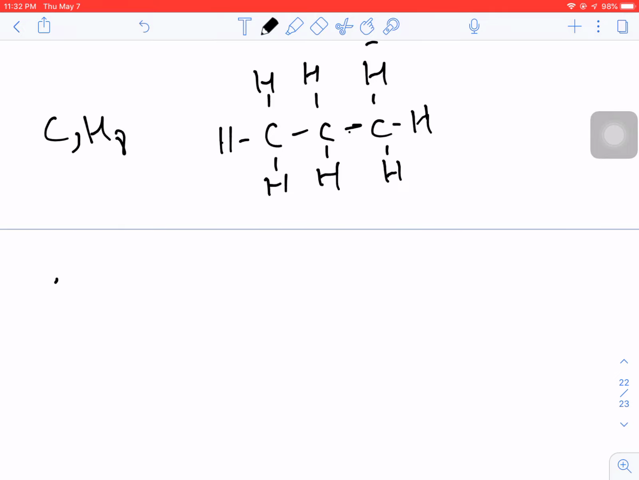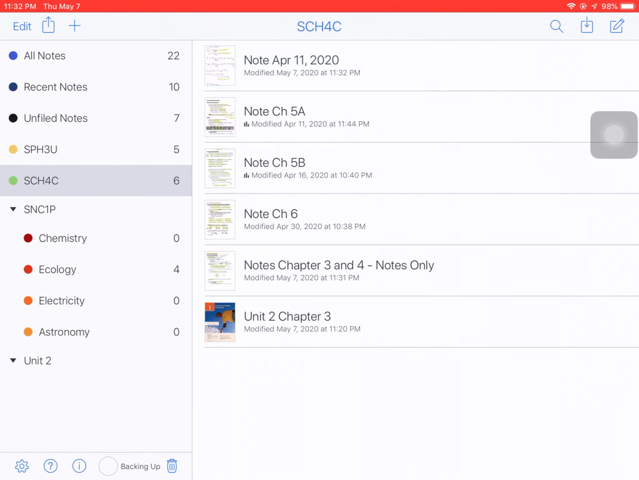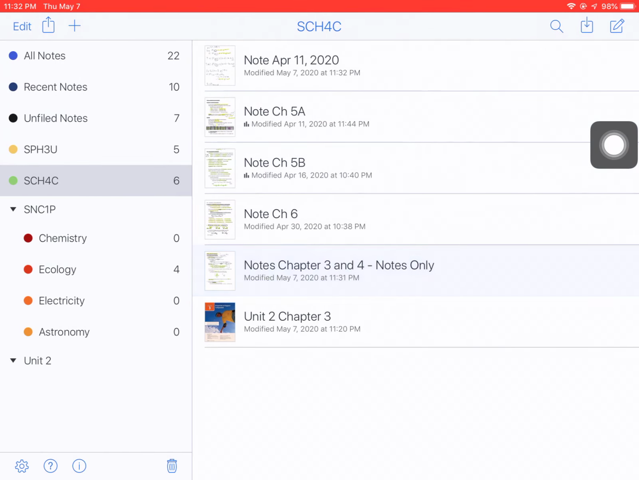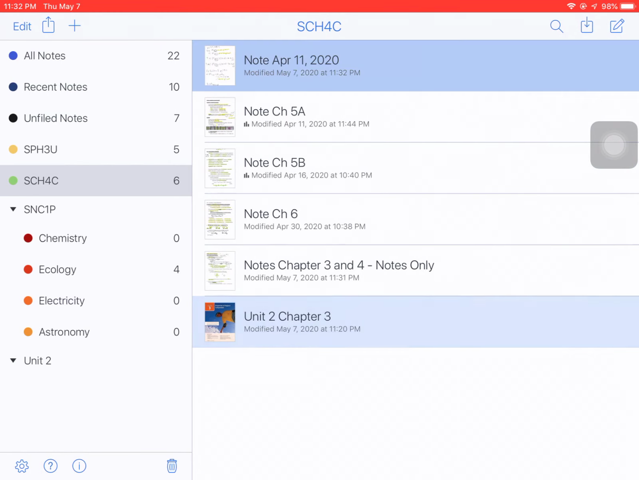Our next hydrocarbon is C4H10. This molecule is called butane. Right, so if I go back to my note here, C4H10 here is butane, right? And then the next one is pentane, C5H12. So again, let's go back to my note. Oops, back to my whiteboard here.